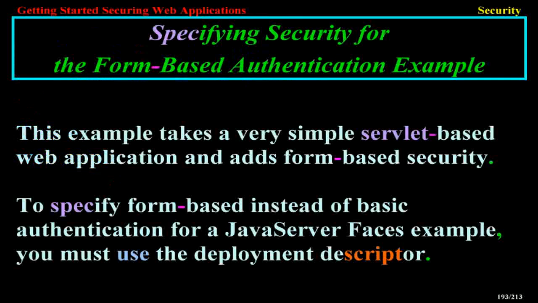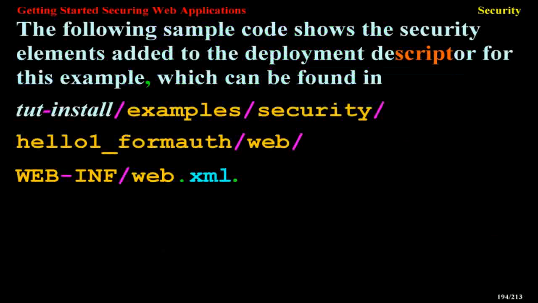Specifying security for the form-based authentication example. This example takes a very simple servlet-based web application and adds form-based security. To specify form-based instead of basic authentication for a JavaServer Faces example, you must use the deployment descriptor. The following sample code shows the security elements added to the deployment descriptor for this example, which can be found in tut-install/examples/security/hello1_formauth/web/WEB-INF/web.xml.